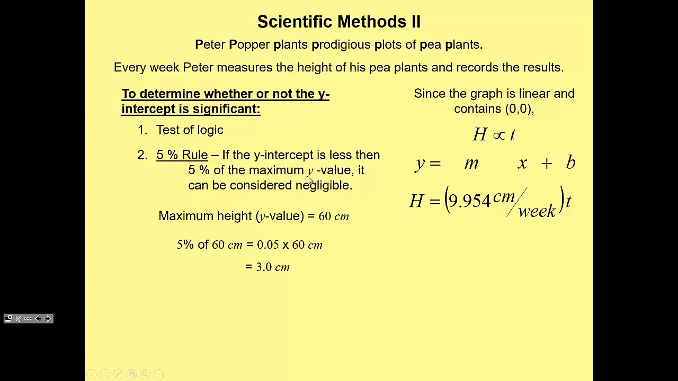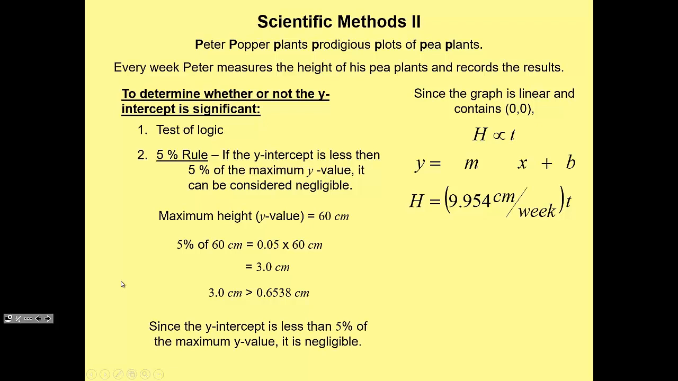Well, our y-intercept was a lot less than 5% of our maximum y value. So the rule says, you know what? This is so small because it's less than 5%, we're just going to call it 0. We're going to neglect it. All right, so think through that again here. We take the maximum y value, in this case the height, we find 5% of it, we compare that to our y-intercept. And by the way, this is positive or negative, doesn't really matter. It's on either side of 0. Okay? So if it's within 5% plus or minus, if it's less than 5%, we just go, you know what, it's 0. Especially if that matches the test of logic.